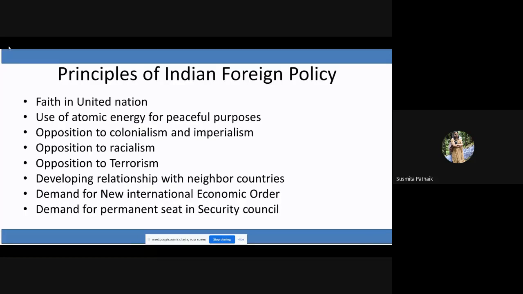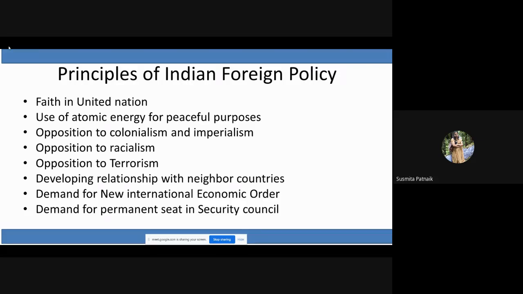Then the next one is called imperialism. Imperialism means when the colony has been expanded from state to state, from country to country. India itself has been a witness of the policy of colonialism and imperialism, so India did not want countries to be the victim of colonialism and imperialism. Then the next one is opposition to racialism.